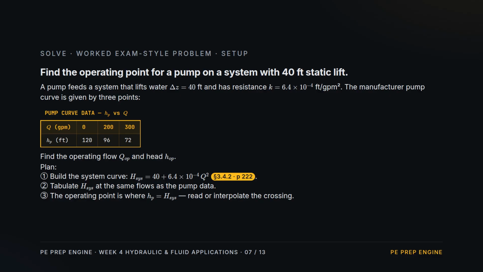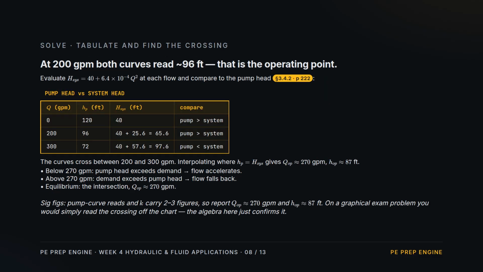Tabulate it at the same flows as the pump data. The operating point is where pump head equals system head. Evaluate the system head at each flow against the pump head. At zero flow, pump 120 versus system 40.